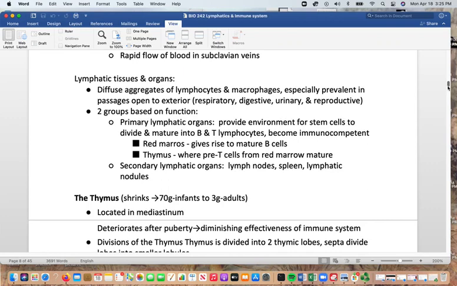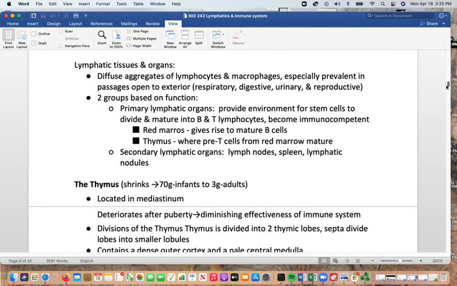So we group them into two groups based on their functions. Your primary lymphatic organs are going to provide an environment for the stem cells to divide and mature and basically hang out to become immunocompetent. So this would be the red marrow and the thymus. The red marrow gives rise to the B cells. Thymus is going to give rise to the T cells. The secondary lymphatic organs, lymph nodes, spleen, lymphatic nodules, they're a place for the lymphocytes to hang out and to have the invaders get caught.